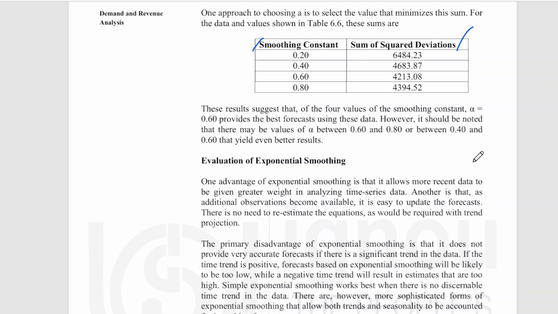And the primary disadvantage of exponential smoothing is that it does not provide very accurate forecasts if there is a significant trend in the data. If the time trend is positive, forecasts based on exponential smoothing will likely be too low, while a negative time trend will result in estimates that are too high. And simple exponential smoothing works best when there is no discernible time trend in the data. There are, however, more sophisticated forms of exponential smoothing that allow both trend and seasonality to be accounted for in making forecasts.